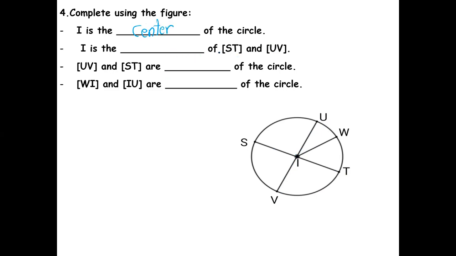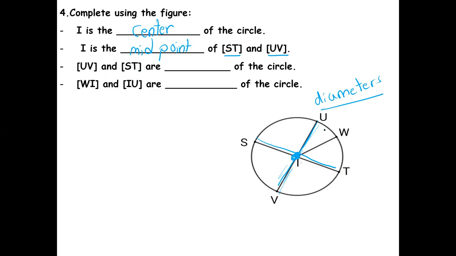Okay? I is the blank with respect to ST and UV. Who is ST? This is ST. And who is UV? This. These are two diameters. So what does I represent with respect to these two diameters? It's in the middle. So it's the midpoint of UV and it's the midpoint of ST because it's in the middle of these segments. Now we have to say midpoint. We can't say segment here. We can't say center here. It's the midpoint of these segments, but it's the center of a circle.